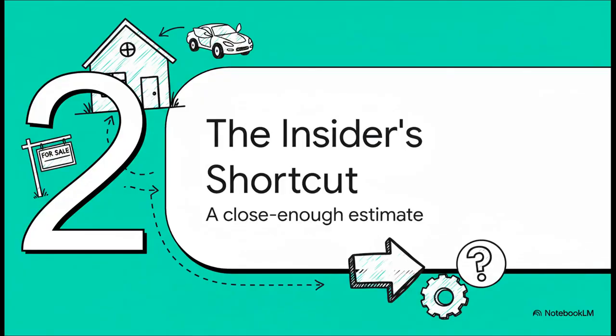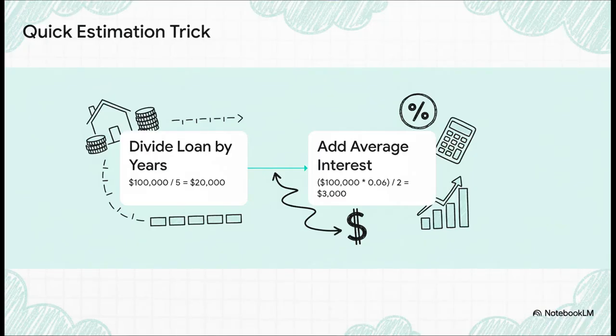What if you're not sitting at your desk? What if you're at an open house or on a car lot and you just need a ballpark number, like, right now? Well, there's an amazing insider's shortcut for that, and honestly, it's a total game changer. This is so simple, it's almost funny. It's just 2 steps. First, you just divide the loan amount by the number of years. That gives you your base payment.